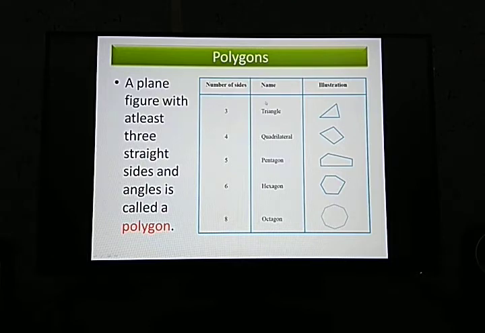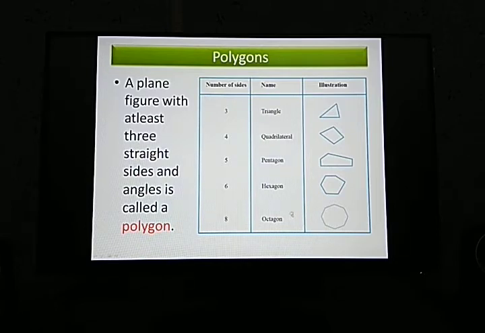Now it's not that only this many are the polygons. There are more polygons. As you increase the size of the polygon, the number of sides also will increase, as well as the name also will differ. So these are just a few examples given about polygons. Clear?